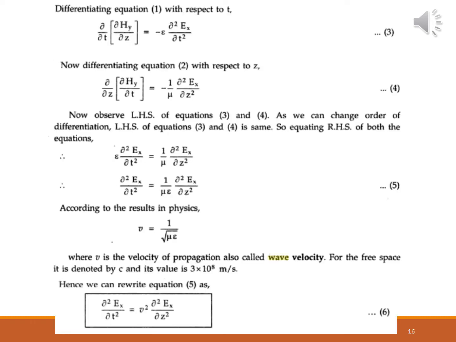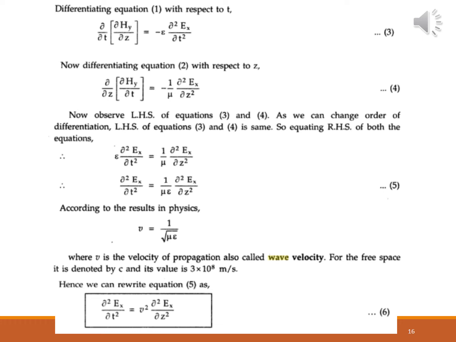So now what we're doing is we have one equation which we have numbered as 1. Please go back to that slide and refer to that equation. When you differentiate that equation with respect to t, you're going to get equation 3. Similarly, equation 2 that we just obtained in the previous slide, when you differentiate it with respect to z, you're going to get equation 4. If you observe equations 3 and 4, the left hand side of both these equations are the same, which means I can equate the right hand side of the two equations. So equating the right hand side of equations 3 and 4 gives me equation 5.